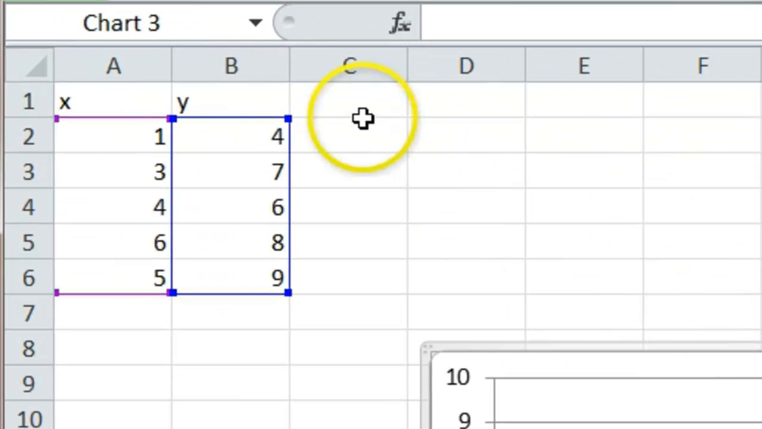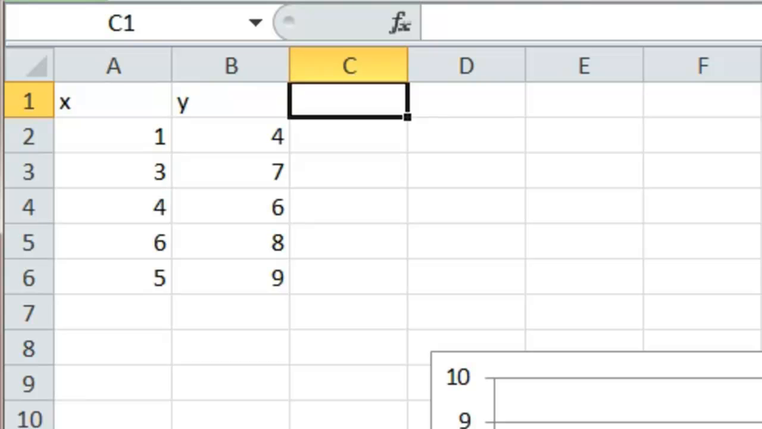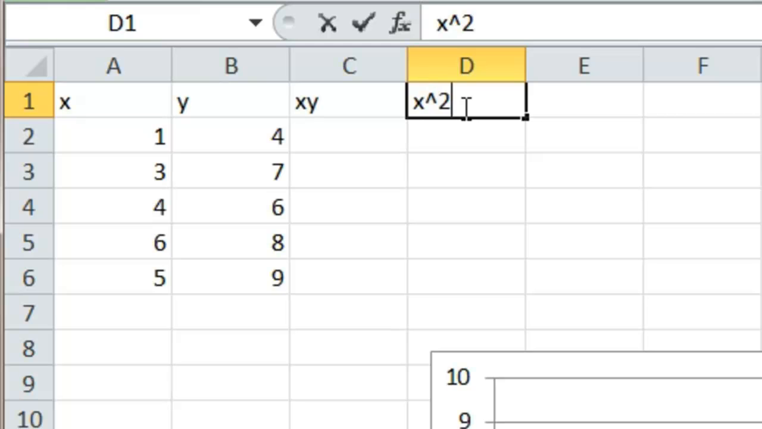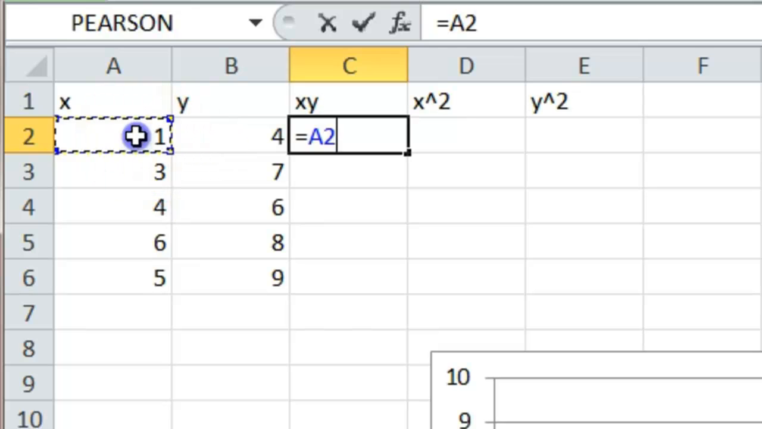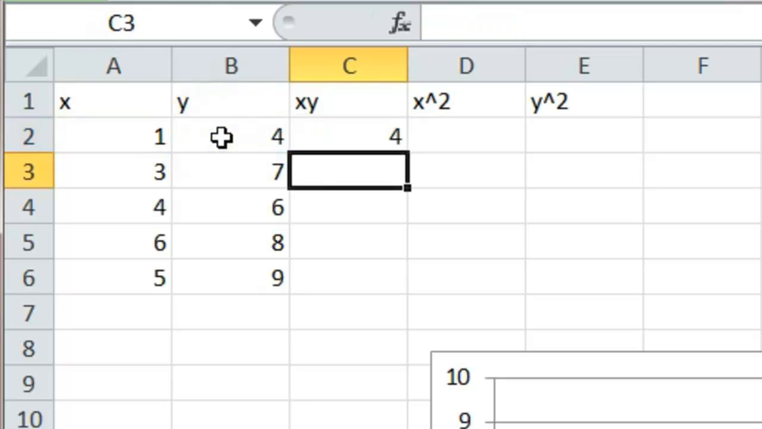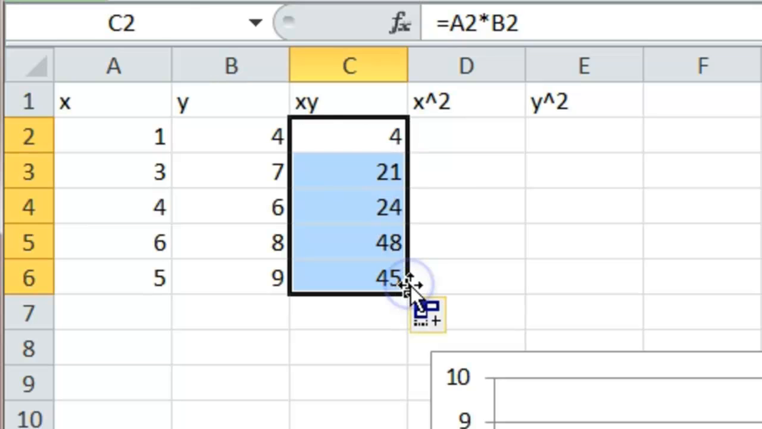To do this we need three more columns of data. We need x times y, we need x squared, and we need y squared. So to find x times y, it's a formula, so we have equals the x value multiplied by the y value. In this case 1 times 4 equals 4, and we can click and drag that, go to the bottom right, left click, hold down and drag, and that will do the product for all 5 entries.